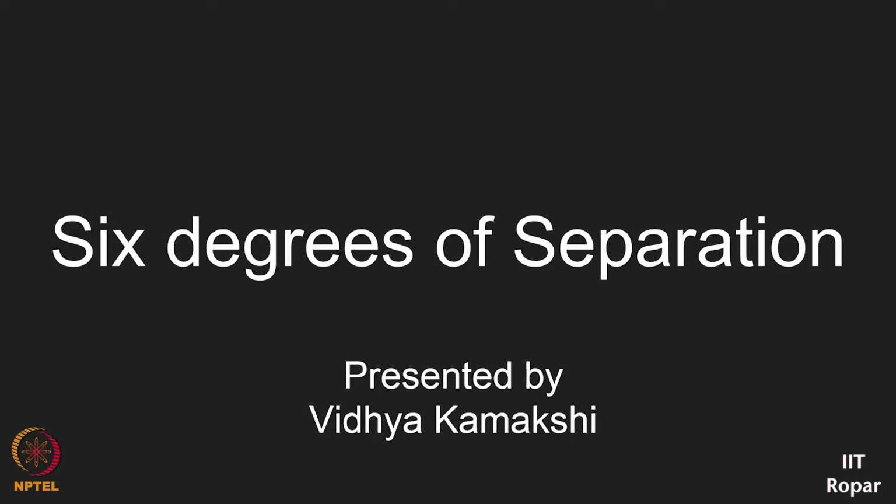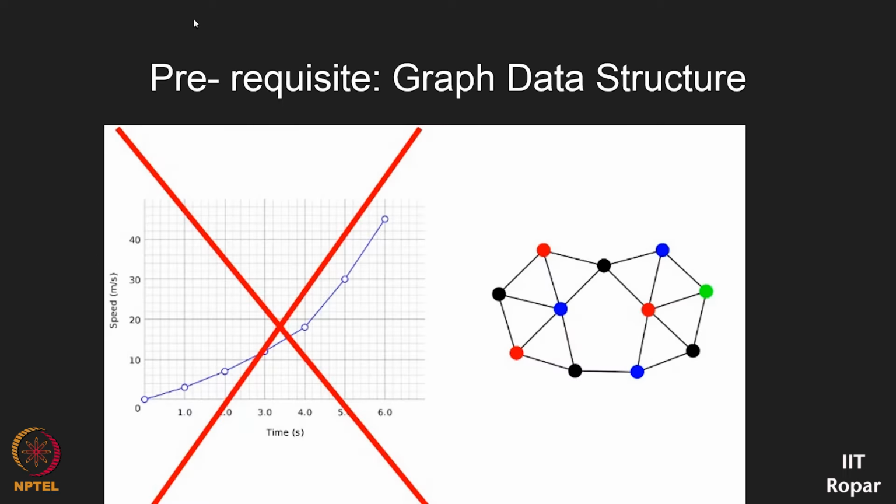The first prerequisite is that you must know what the graph data structure is. By graph, I don't mean the kind of graph you would have done in your school physics or chemistry, where you take some quantity on your x-axis and some quantity on your y-axis and observe, as you vary one quantity, what the variation in the other quantity is. That is what you call a graph till your school days. This is not what we are going to call a graph.